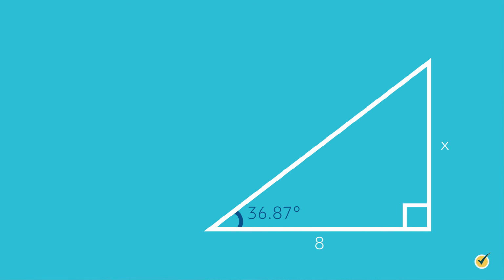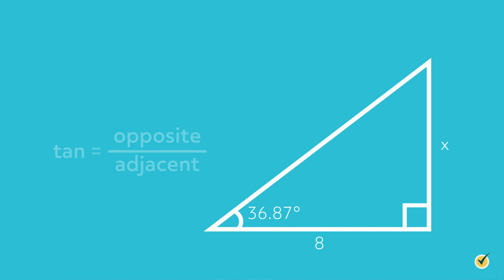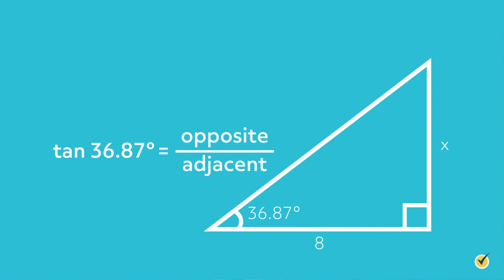Here, we know an angle and the side adjacent to that angle. We don't know the length of the hypotenuse or the length of the opposite side, so it's labeled with an x. This x is what we want to figure out. First, let's take our equation and input our three values. The tangent of the angle we know, 36.87 degrees, is equal to the length of the opposite side, which we're trying to find, over the length of the adjacent side, which is 8.